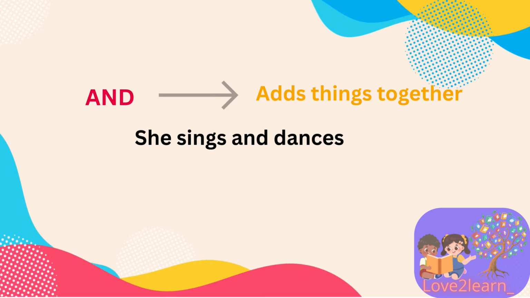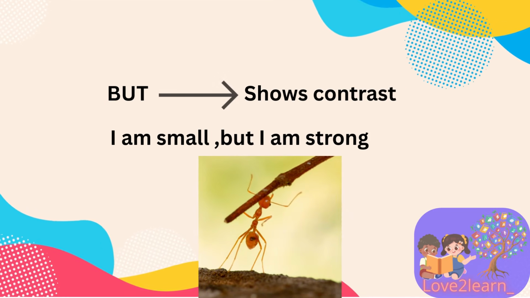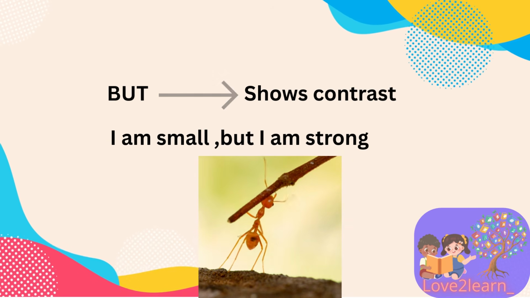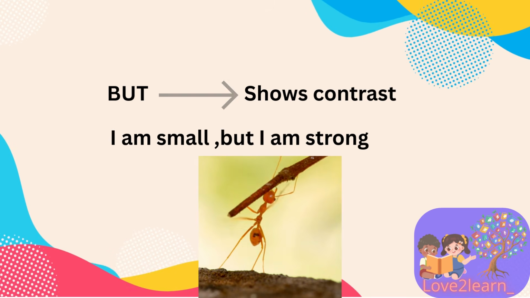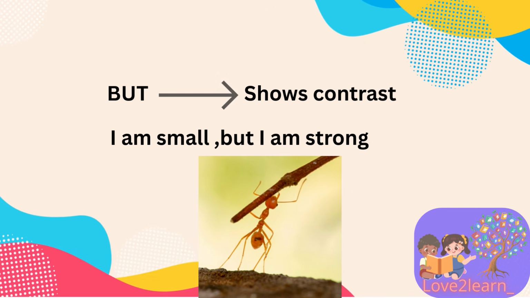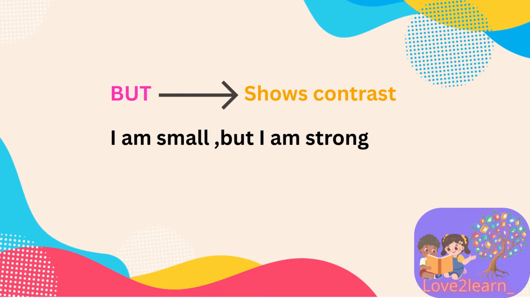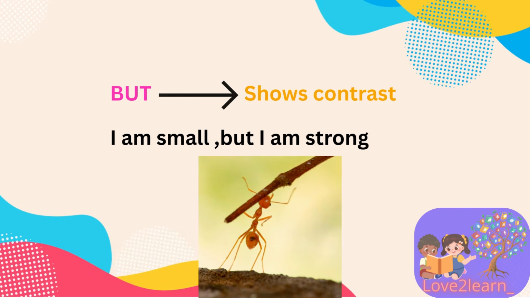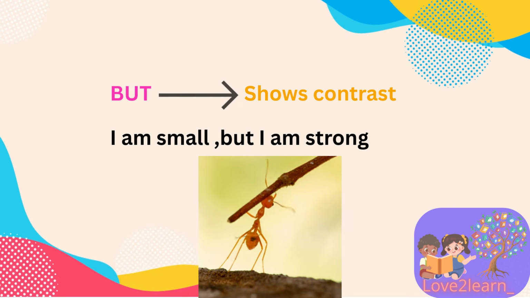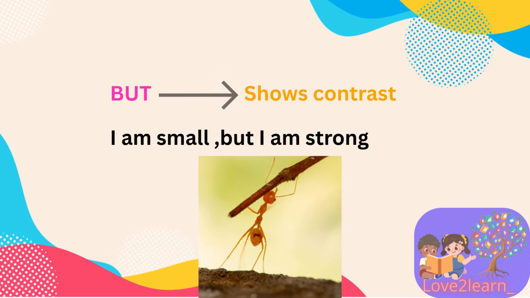Next conjunction, but, which shows contrast, which means difference in a person. Example: I am small but I am strong. Here you can see two different qualities of a person, small and strong. We are using but to join these two sentences here.